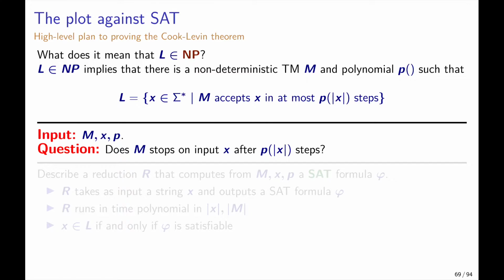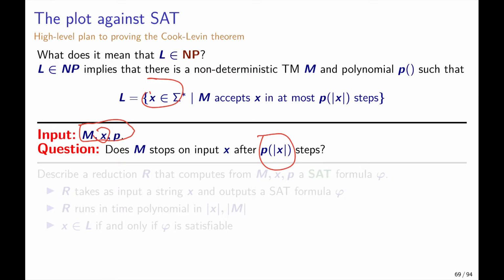So when I tell you that the problem is in NP, what I really do is give you two parameters: the Turing machine M and the polynomial P, saying you have to run for this time. If I care about a specific instance of this language, I also give you the input X. And really the question becomes, does M stop on input X after P of X steps? Now, if it was a regular, deterministic Turing machine, there was nothing to do. We would just simulate the Turing machine. It would take us P of X time, maybe with some extra factors, but it would be easy polynomial time, and we would be done.